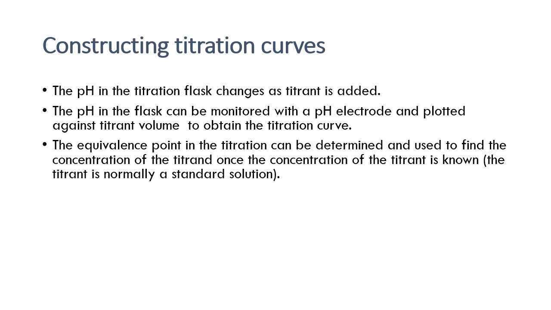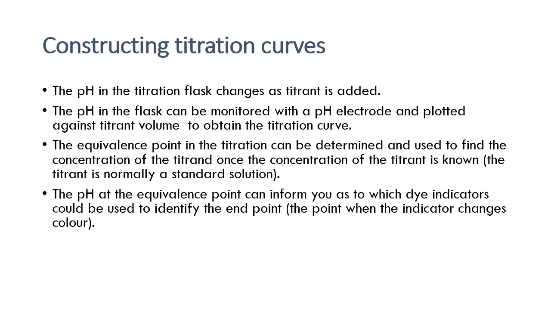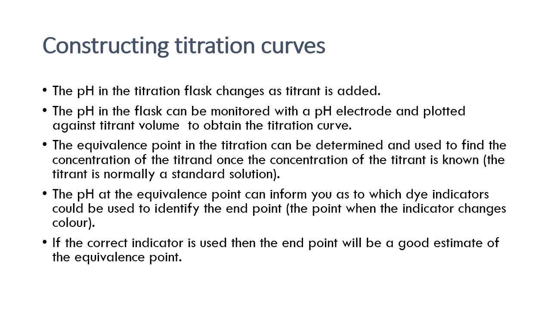So if your analyte is of unknown concentration, this information can be used to find its concentration once the concentration of the titrant is known. And as we mentioned before, the titrant is normally a standard solution. The pH at the equivalence point can inform you as to which indicator can be used to identify the endpoint. If the correct indicator is used, it will be a good estimate of the equivalence point.